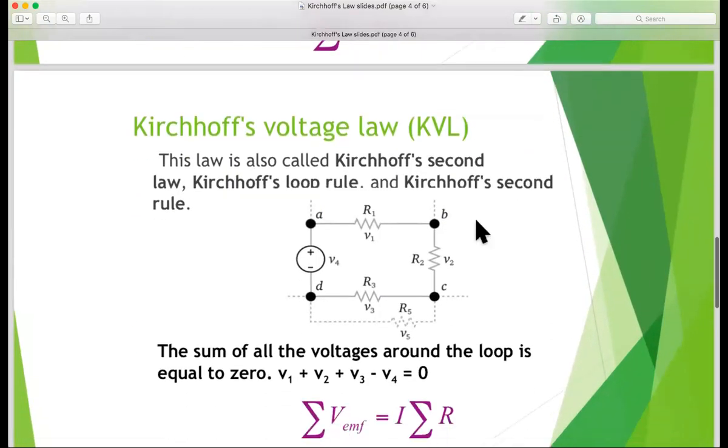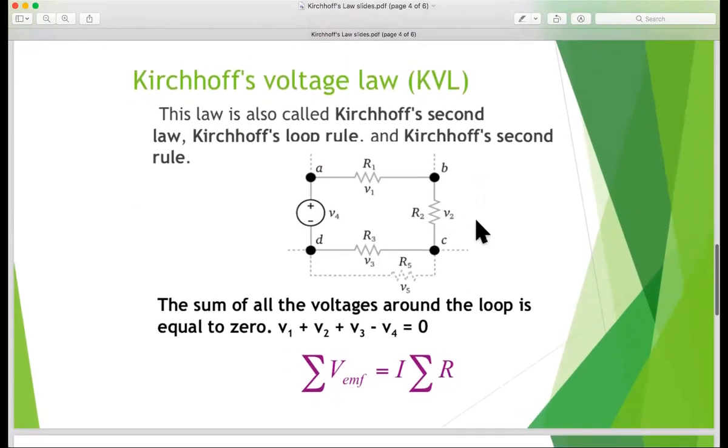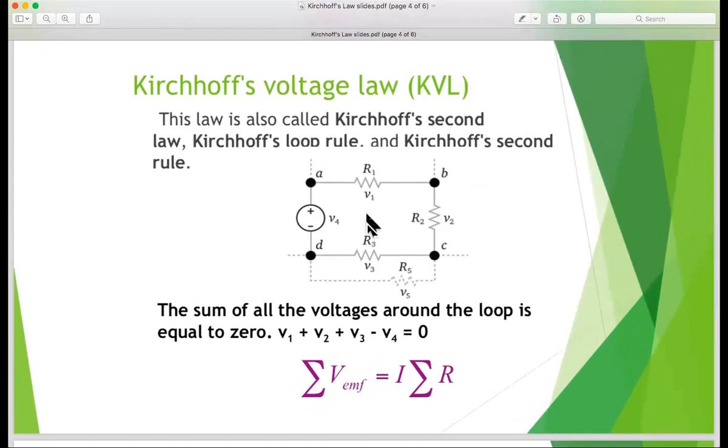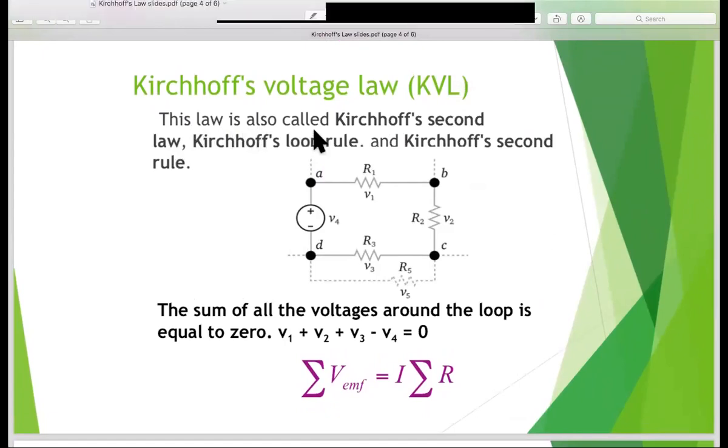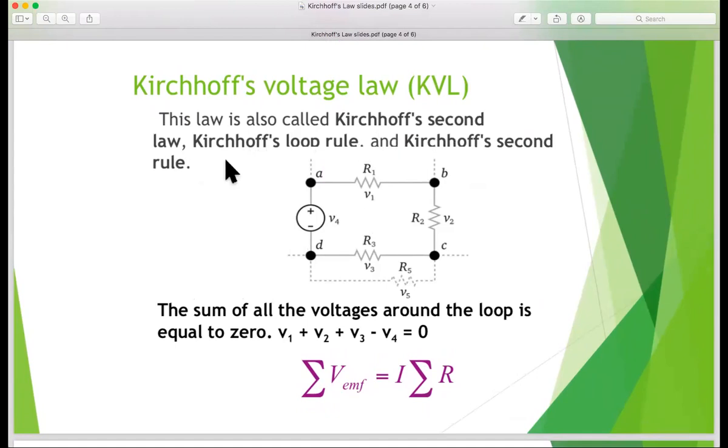The second one, Kirchhoff voltage law or KVL. This law is also called Kirchhoff second law, Kirchhoff loop rule, L-O-O-P rule, and Kirchhoff second rule. When we have a loop or closed circuit, a closed circuit, there is nothing open.